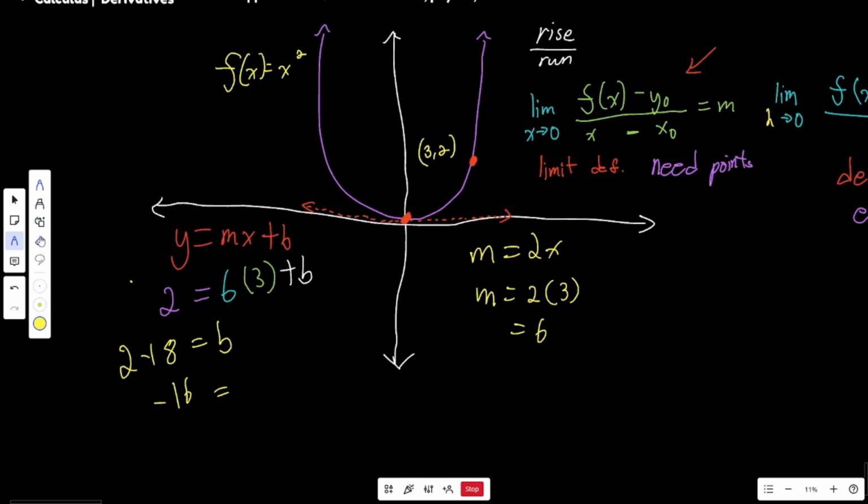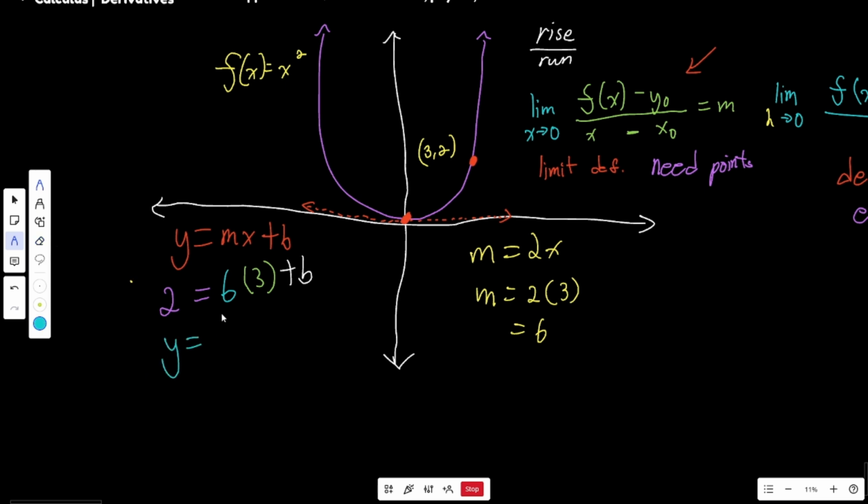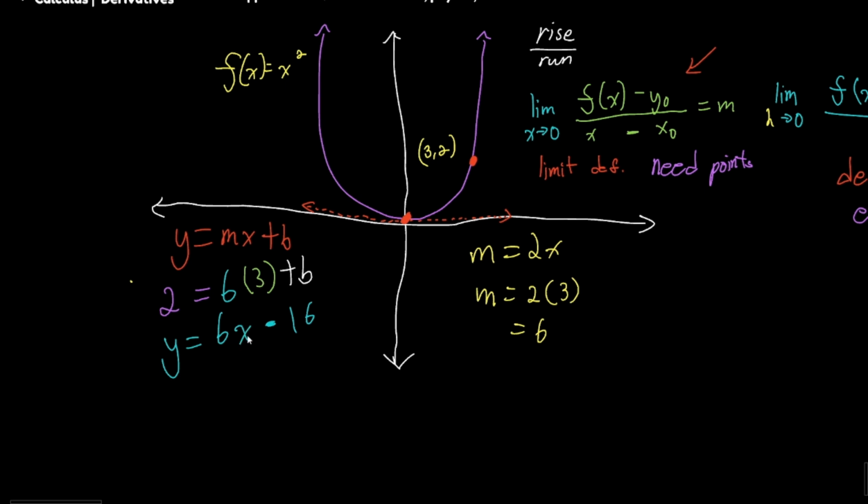So since we have the value of b now, we can rewrite our equation as y is equal to 6x minus 16. And this is going to be true because when we plug in 3, we'll get 18 minus 16, which is equal to y equals 2. And that is how you get the equation of the tangent line.